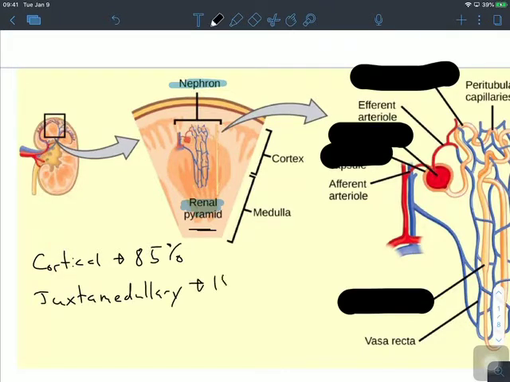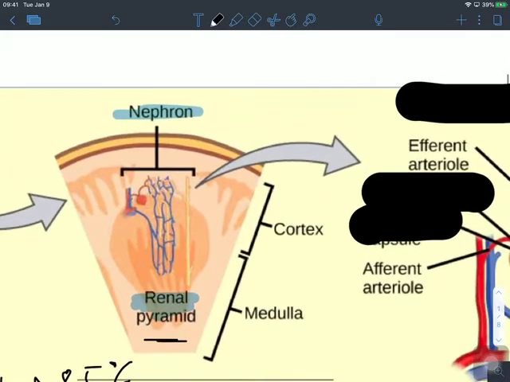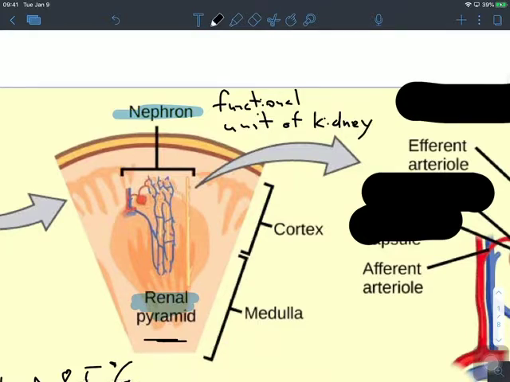And these are about 15% of your total nephron amount. So most of them are these cortical nephrons present primarily in the cortex. The nephron is the functional unit of the kidney. And you've got just over 1 million nephrons per kidney. So that's over 2 million nephrons per human.